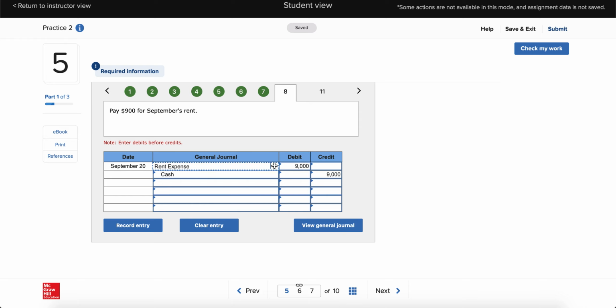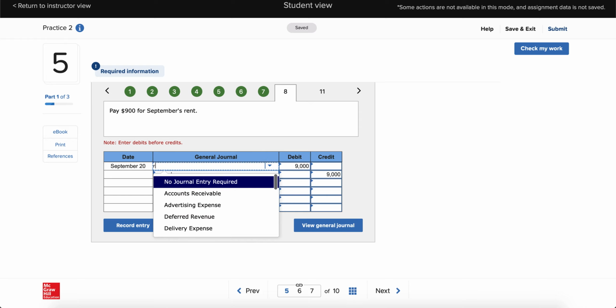Let me go here for a second again. Just want to type in the word rent again. You see this account called prepaid rent? Prepaid rent is actually an asset, which simply means that we paid our rent in advance.